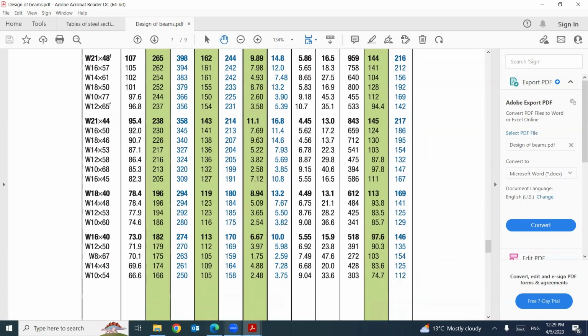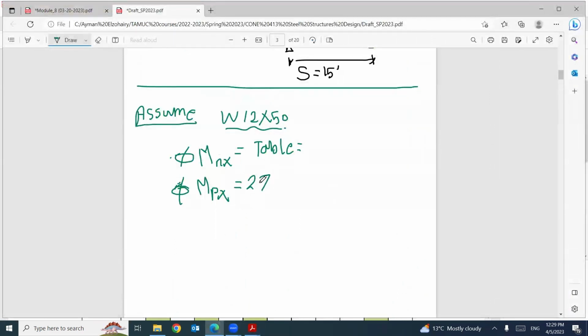Well, for W12 by 50, phi M N X is 270 kip-foot. Unfortunately for phi M N Y, we don't have a table for these values. So I will assume phi equal 0.9, and then multiply Z_y by F_y.